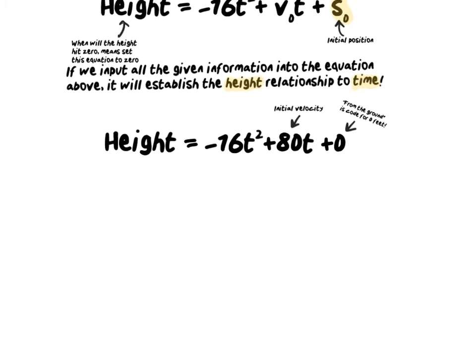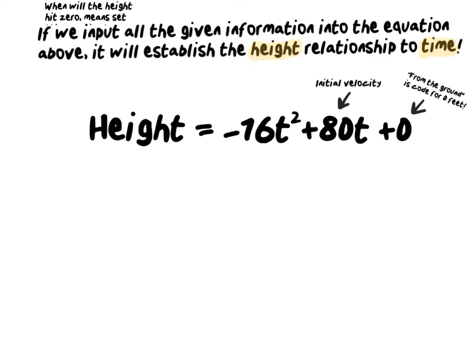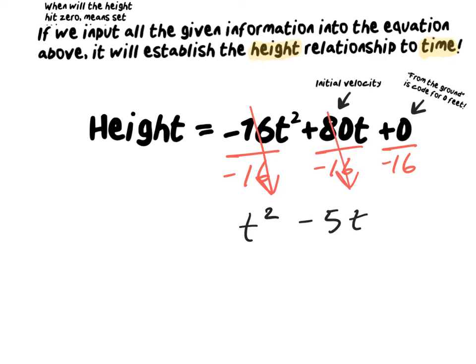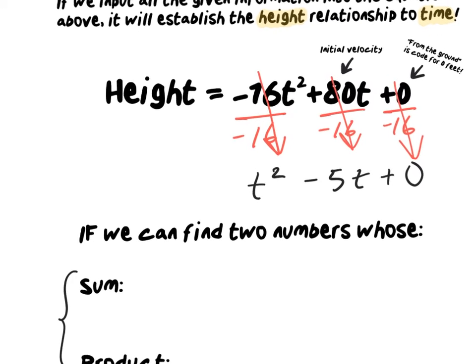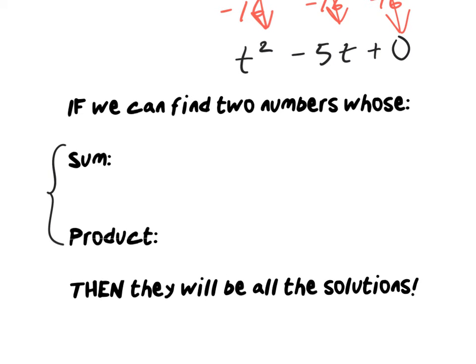Now it's time to solve the quadratic. By dividing everything by negative 16, I would then get t squared minus 5t plus 0. And if we can find two numbers whose sum is 5 and product is 0, then they will be all the solutions to this quadratic.